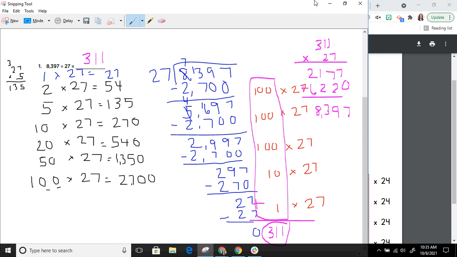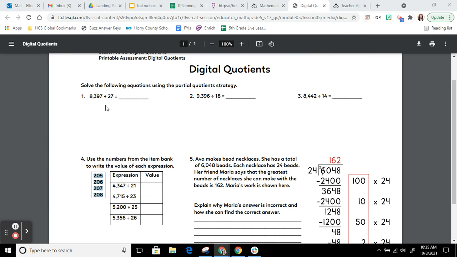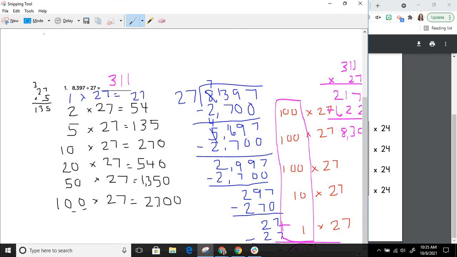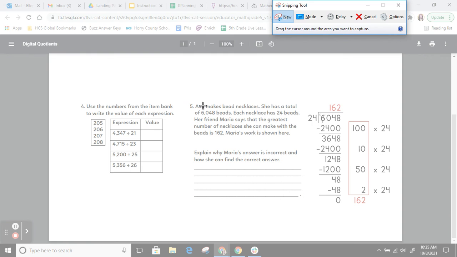you have enough room. All right, so you're going to do the same thing for 2, 3, and 4. Okay, 2, 3, and 4, same type of problem. You're using partial quotients to solve the problems. Number 5, I'm going to screenshot this.